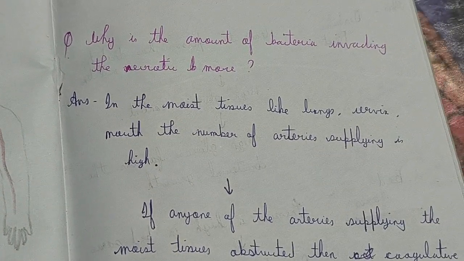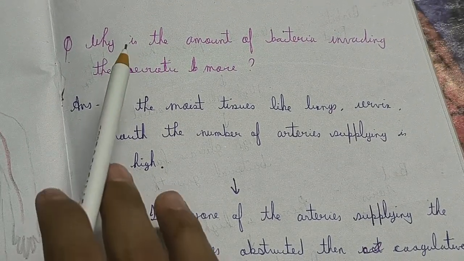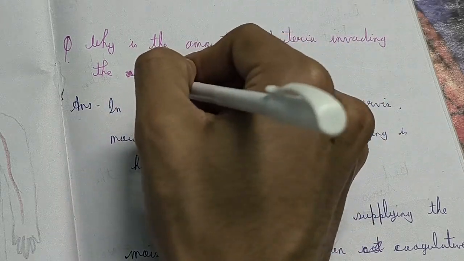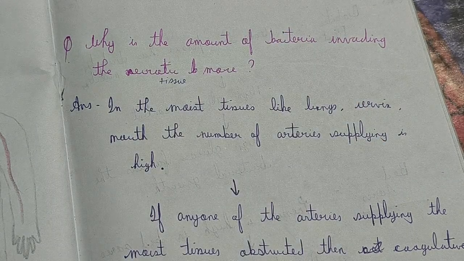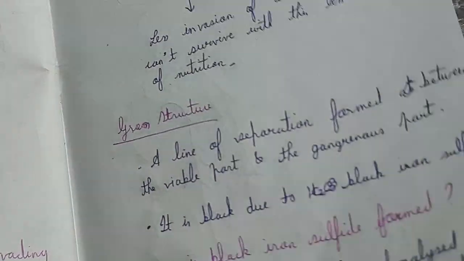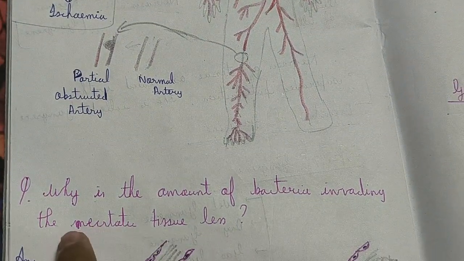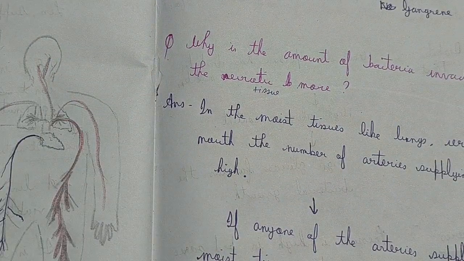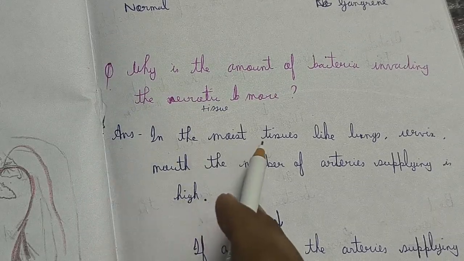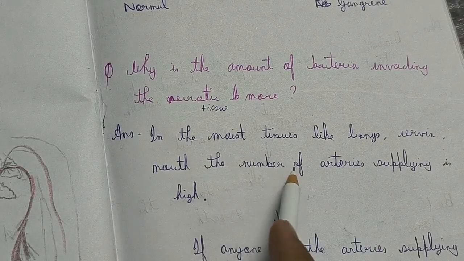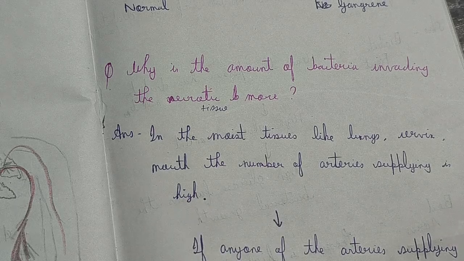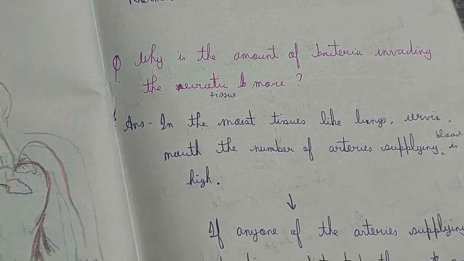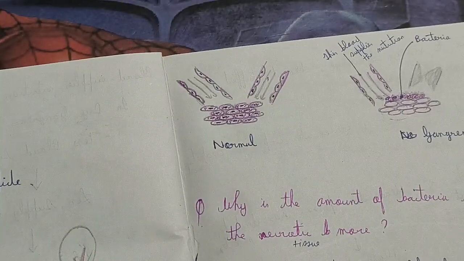First of all, why is the amount of bacteria invading the necrotic tissue more than in dry gangrene? Because in dry gangrene, as I discussed, the amount of bacteria invading the necrotic tissue is less, but here it is high. Why? As I've already discussed, in the moist tissues like lungs, cervix and mouth, the number of arteries supplying blood is high.